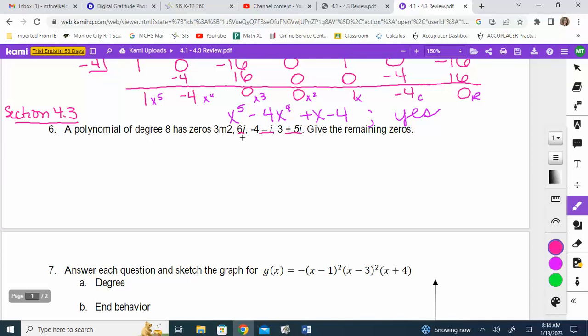The conjugates. If 6i is a 0, what else has to be? Negative 6i. If negative 4 minus i is a 0, what else has to be? Negative 4 plus i. That's why I said you only change the sign on the i. And if 3 plus 5i is, then the last one would be 3 minus 5i. So I'll probably ask you a question like that, just testing if you realize that if you have an imaginary 0, you also have its conjugate.